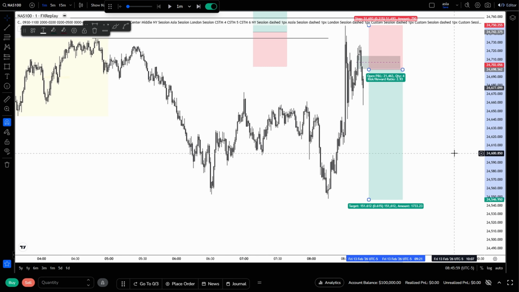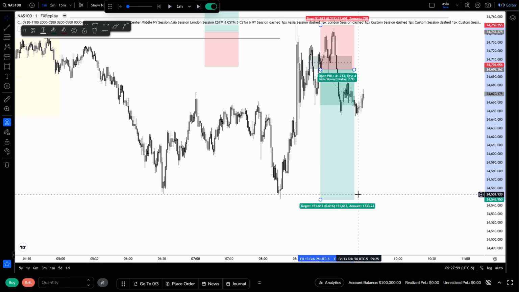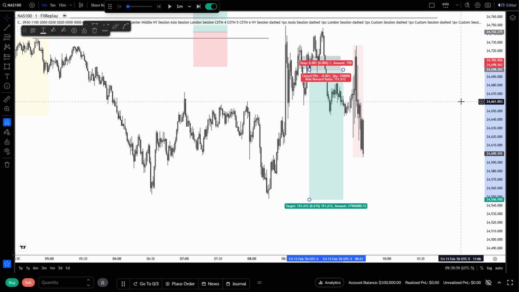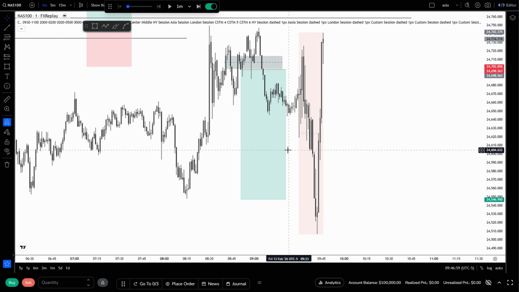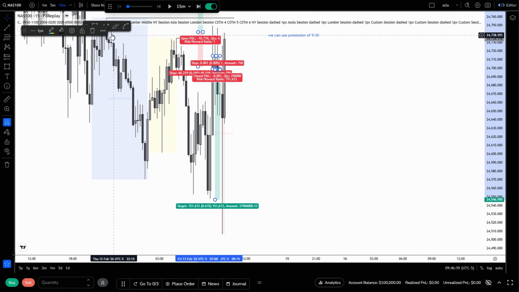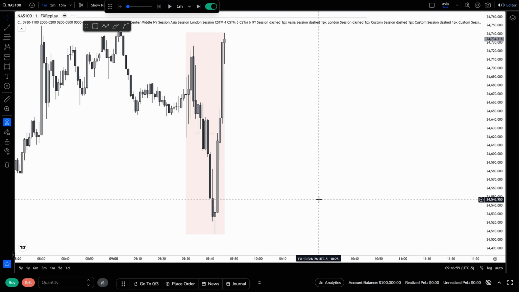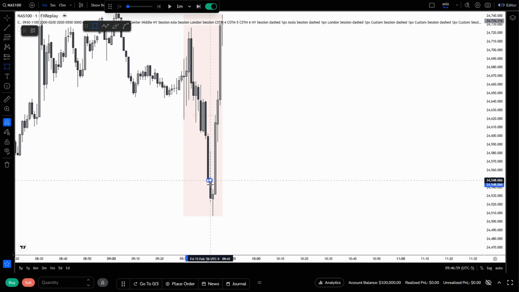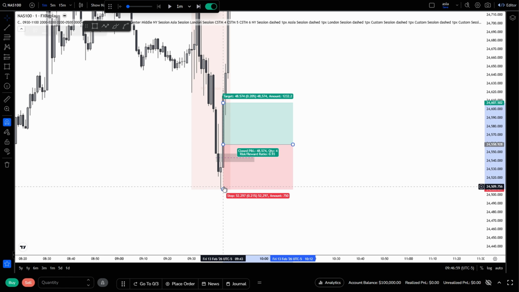Then at the 9:30 open, price sweeps the lows again. What do we do? The exact same thing. We wait for confirmation, target equilibrium first, move stop loss to break even once that midpoint is reached, and then target the opposing buy-side liquidity. And as you can see, price does exactly that. This is how you use the seek and destroy profile.